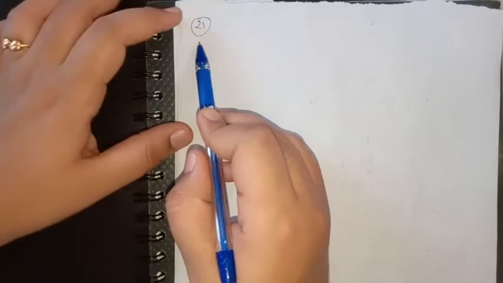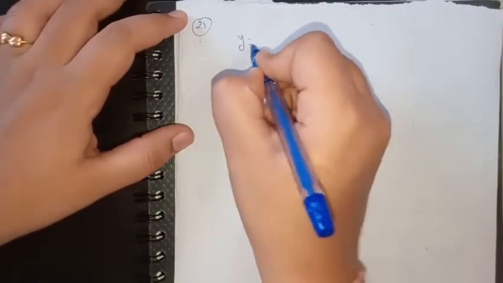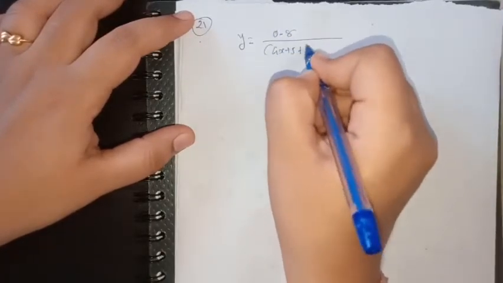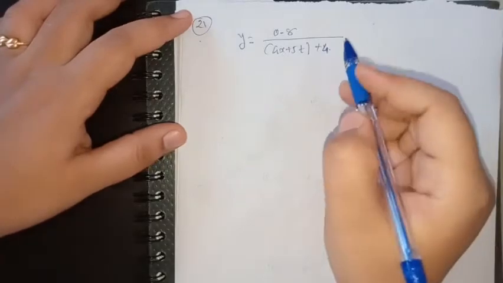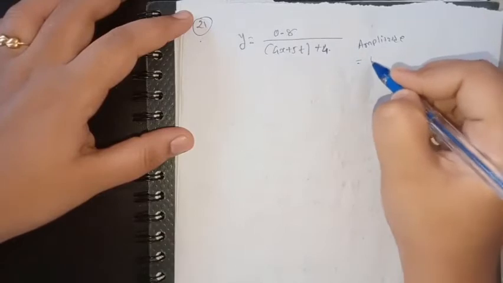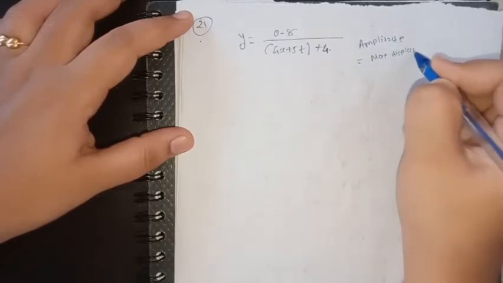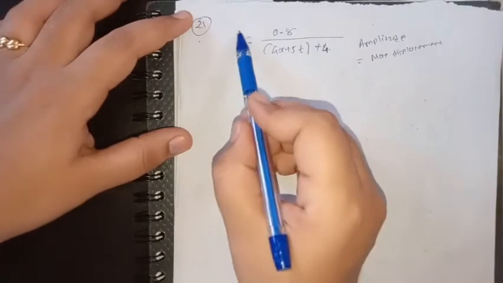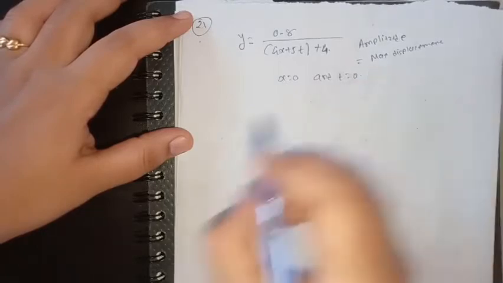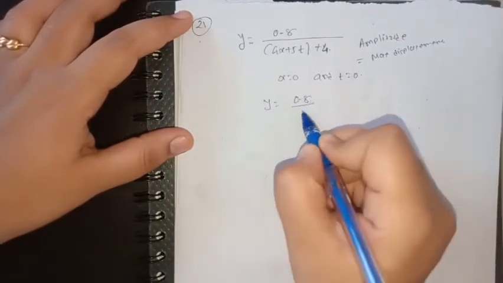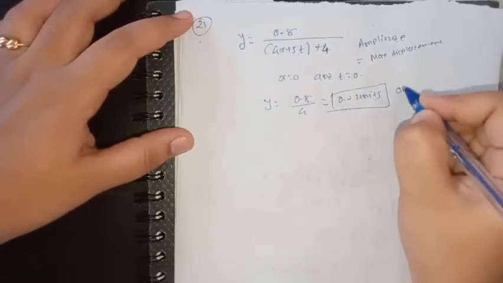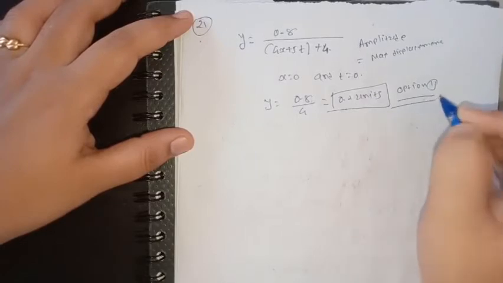In question number 21, the equation of wave pulse is given by y is equal to 0.8 divided by (4x plus 5t plus 4). We want to find the amplitude of the pulse. Here amplitude is equal to maximum displacement. If we want the maximum value of y, it will be at x equal to 0 and t equal to 0. So y will be 0.8 divided by 4, that will be 0.2 units. So option 1 is the correct option.